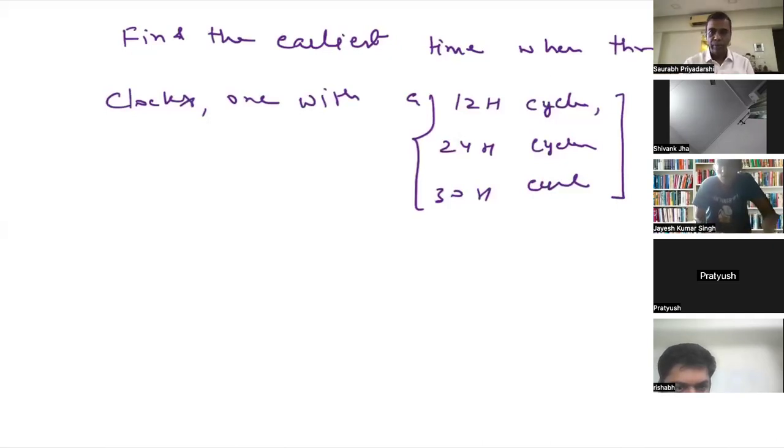Sir, can you say it again, I didn't understand. Yes, the question: find the earliest time when 3 clocks, one having a cycle of 12 hours, second having a cycle of 24 hours, third having a cycle of 30 hours, will show the same time again.